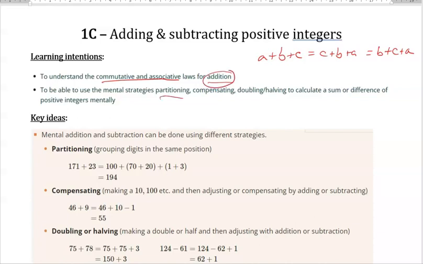So we're going to look at partitioning, these mental strategies, so you don't need to write these down. You can work them out in your head. Compensating and doubling and halving to calculate the sum. Sum is the word that means add. Or difference, which is the word that means subtract, of positive integers mentally.